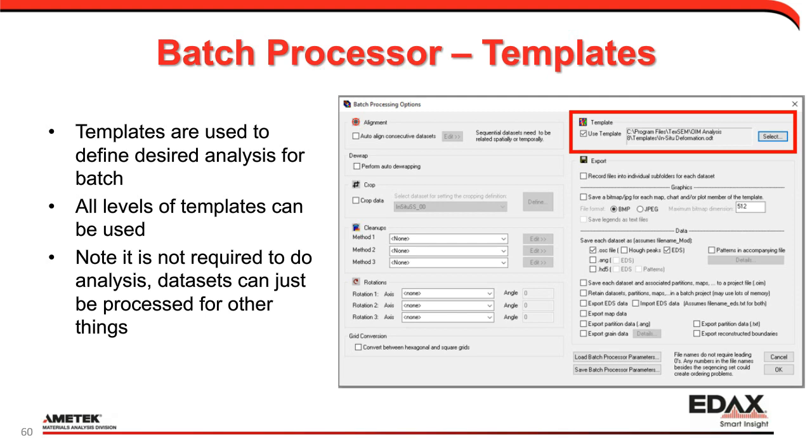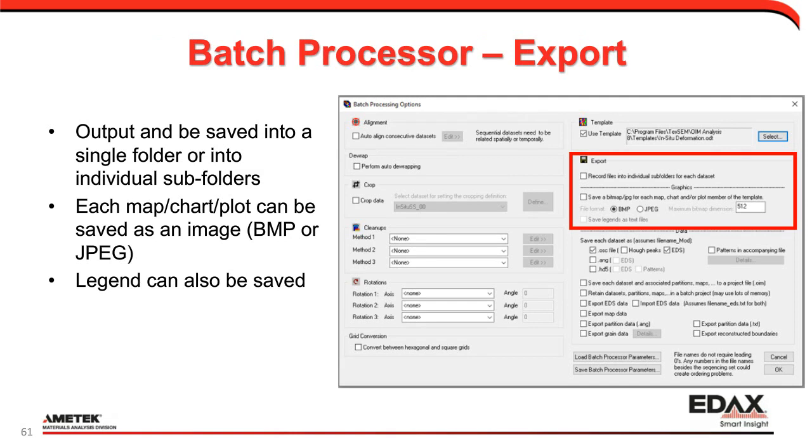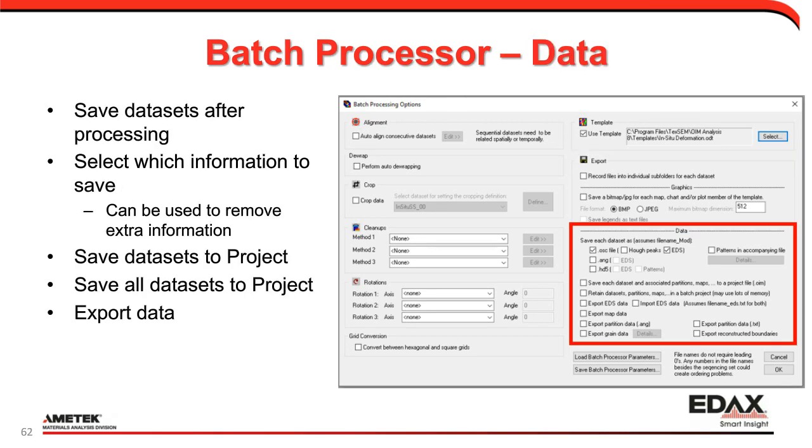This is an export. This is if we want to create the images. Where do we want to save them? Do we want to save the legends? And then we have the data. This allows us to decide what we're going to do with the data. So we can select if we want to save the data after processing, in what format do we want to save it? Do we want to save it with the Hough peak information or the EDS or the patterns? Do we want to save everything as a final project? Do we want to save them as individual projects? Do we want to export out data individually? All these things are possible.